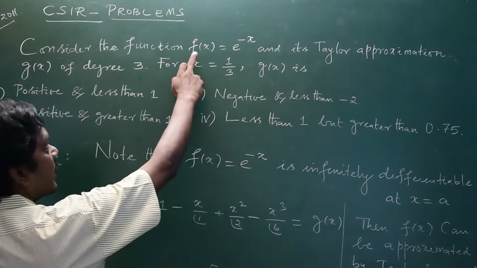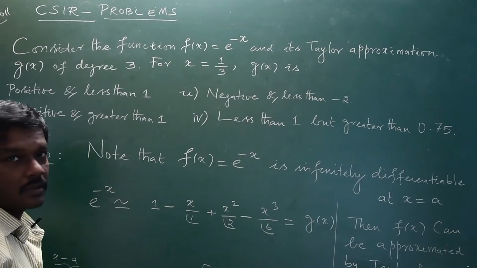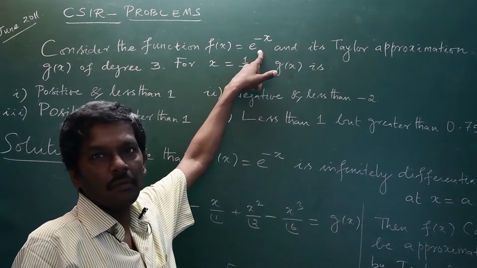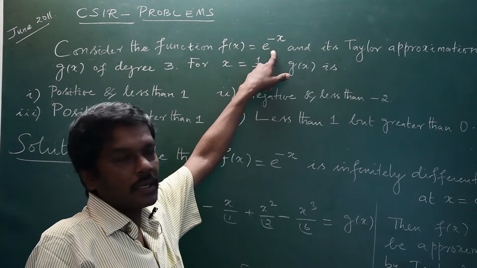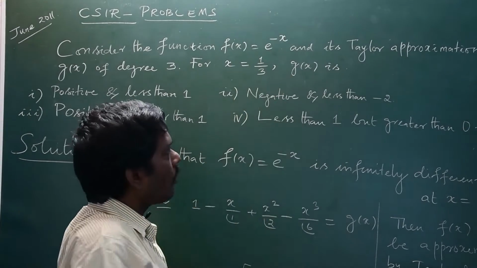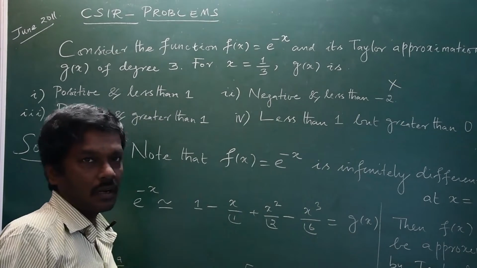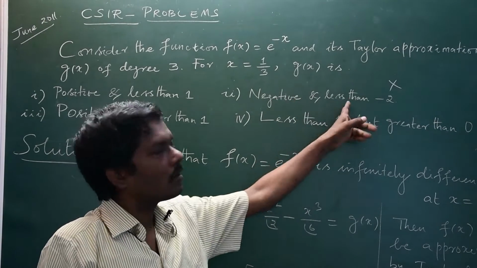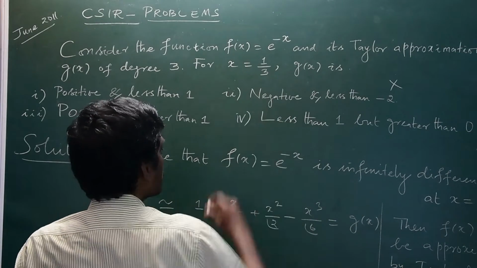Given the context, we are given that the function is f of x is equal to e power minus x. And we all know that e power minus x can never be negative. The least value that it can take is, it may tend to 0. So, given the context, this option has no relevance to our question at all. So, negative and less than minus 2 is false.